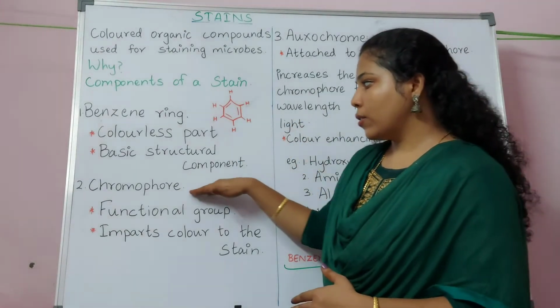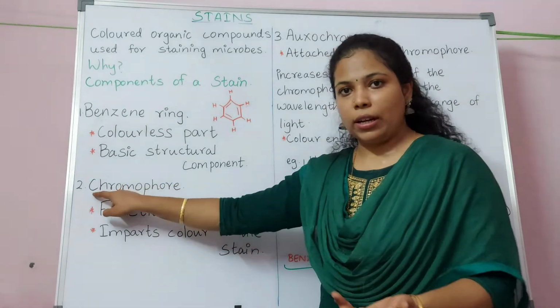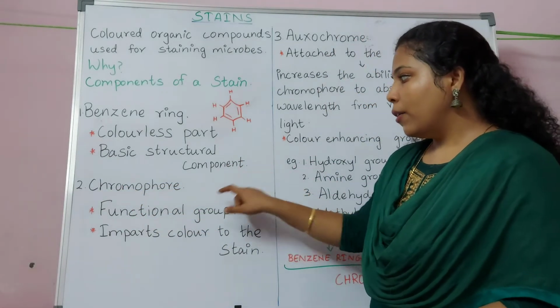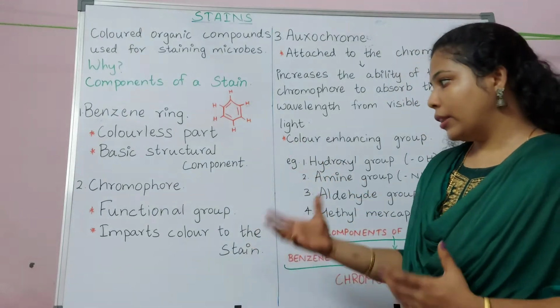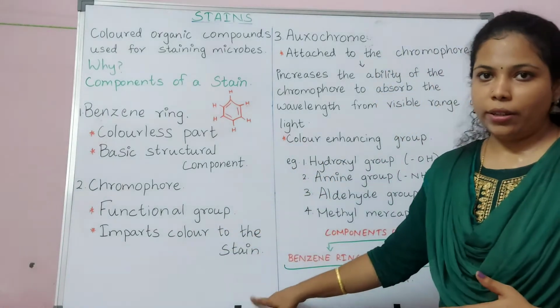And the second is chromophore. Chromo means color. So it is the functional group of the stain that gives color to the entire stain.